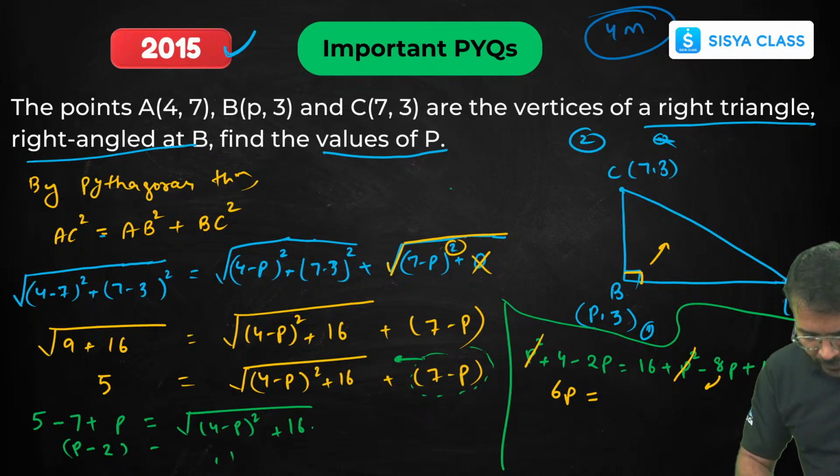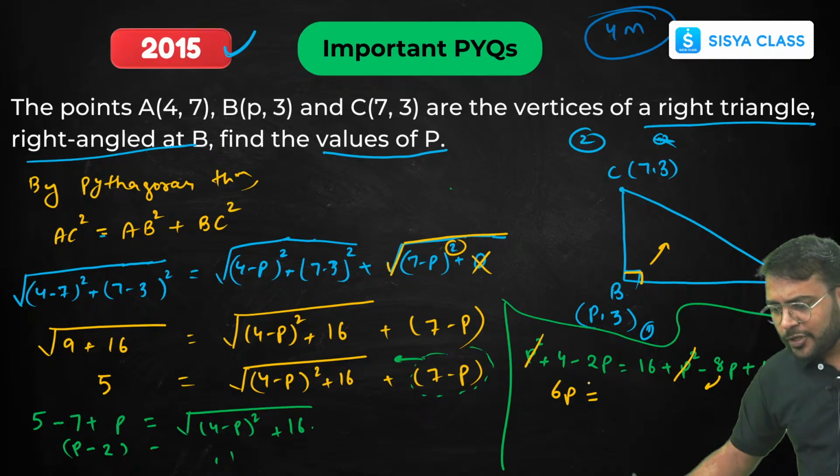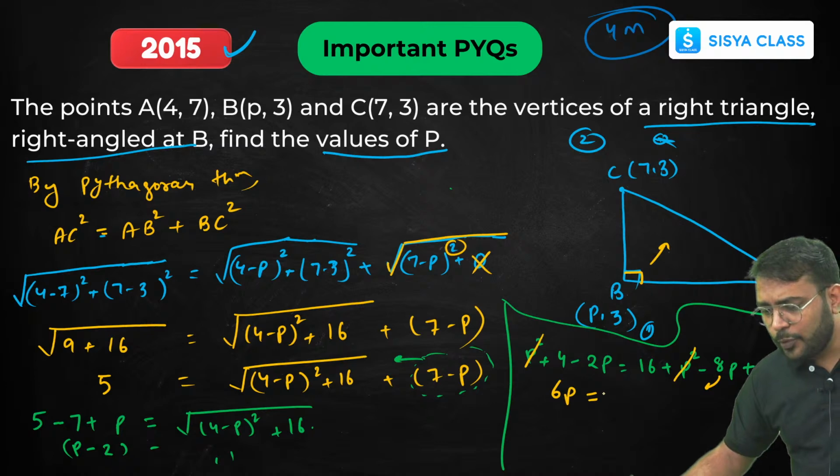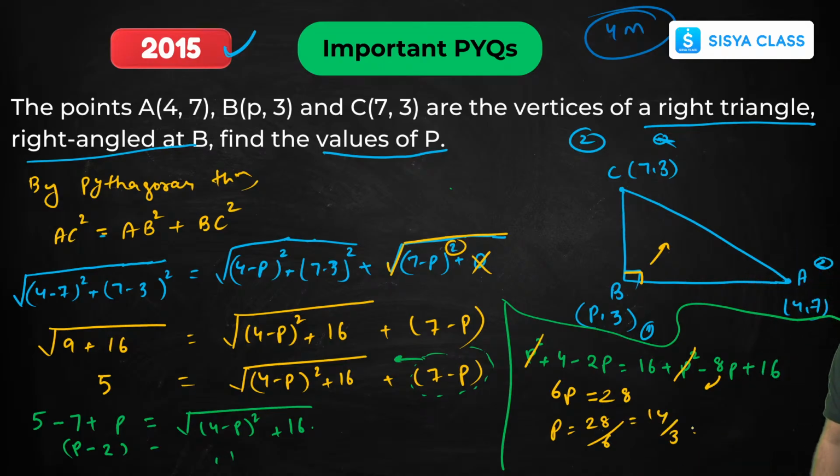Yeah, so here 6p and 16 and 16, 32 minus 2. Okay, 32 minus 4. Okay, it is going to be 28. All right, so p value is going to be 28 by 6, I hope. 28 by 6 means it is going to be 14 by 3. All right, so it is going to be 14 by 3.